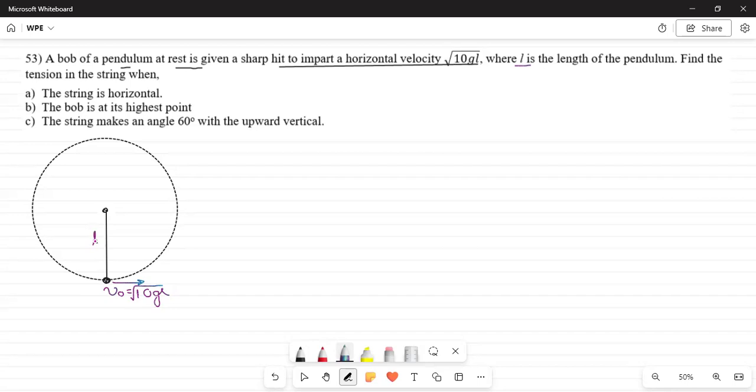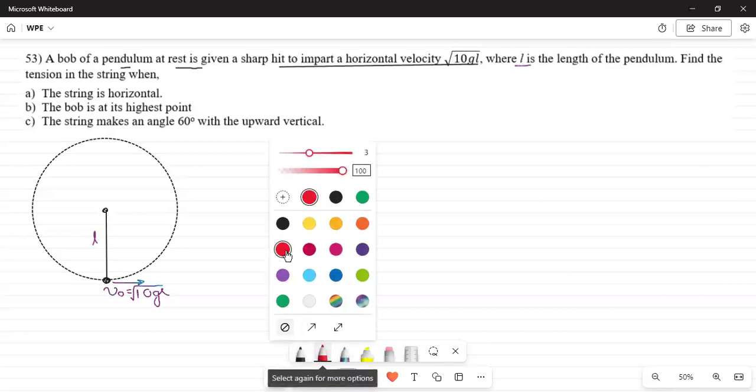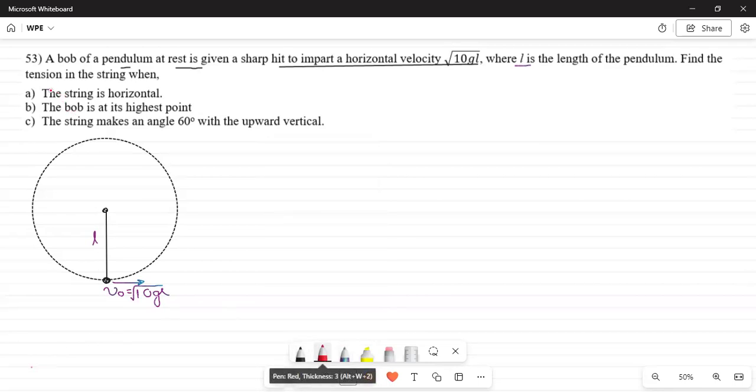Now, what is to be found? You have to find the tension in the string in three situations. The string is horizontal. So let us take this first situation first. Here, the string is horizontal. That means the pendulum has swung in this direction and it has become horizontal.